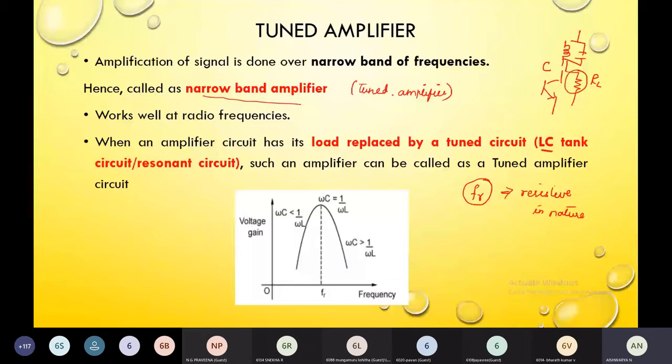For an audio amplifier, you will have a wide bandwidth like this. For a tuned amplifier, you will have a narrow bandwidth like this. This is called your resonant curve, and it works only at FR, the resonant frequency. Here, for frequencies greater than your resonant frequency, your tuned amplifier will be purely capacitive. And for frequencies less than your FR, your tuned amplifier is going to be purely inductive in nature. So at resonance, it is going to be resistive.